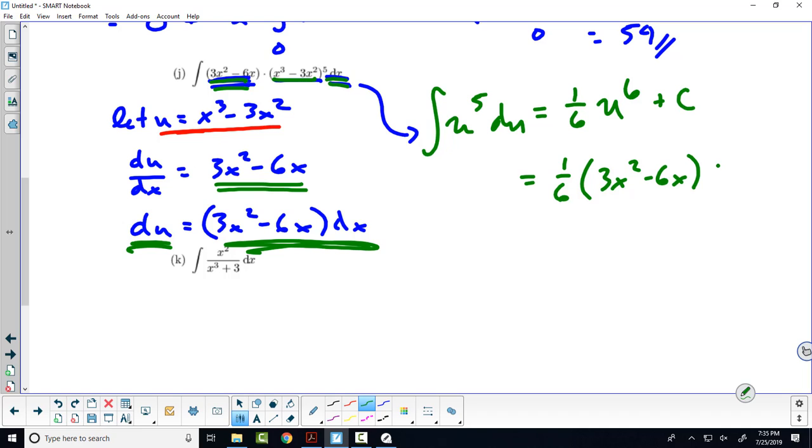I thought u was x to the 3rd minus 3. Oh, my bad. Okay. Oh, golly. Oh, I just screwed up the punchline of the joke. We got all the way through to the end and I screwed up the punchline.